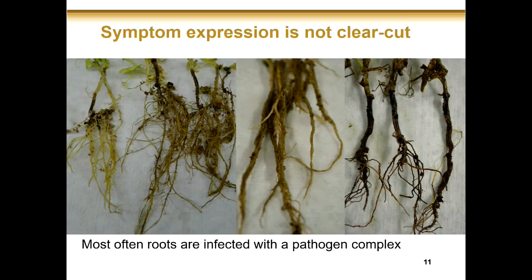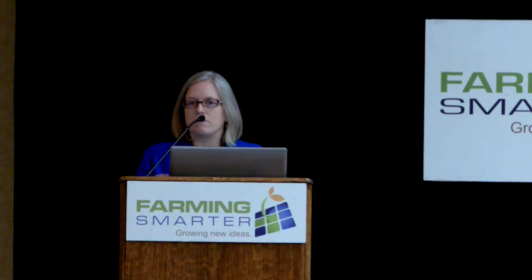Having said that, when we go to the field and we start collecting roots, the symptom expression is really not clear-cut. So it's really hard if you've just dug up some roots and are trying to figure out, do I have an Aphanomyces problem? Do I have a Fusarium problem? Do I have both? It's actually really difficult to tell just by looking at the roots. And actually what most often is the case is that the roots are infected with a pathogen complex. So usually if we find Aphanomyces, we're finding Fusarium at the same time.